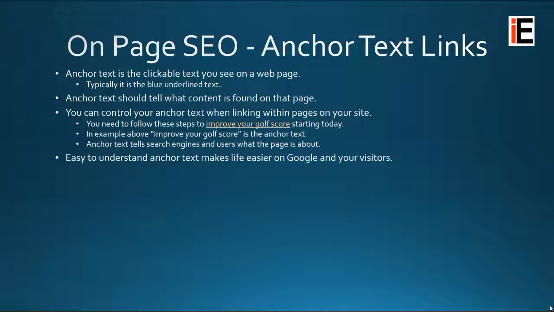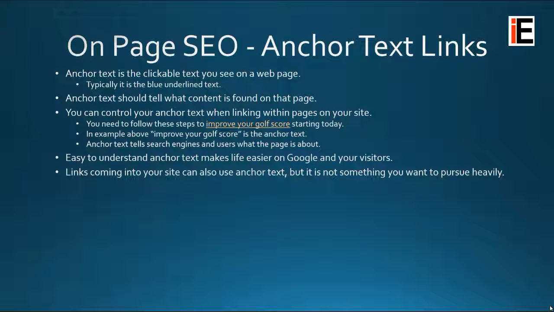Now, we already touched on a negative ranking factor, which would be using anchor text links that show up all over the web, where you have 100 links coming to your site with the anchor text "improve your golf score." Well, that doesn't look natural to Google. This is just talking about internally on your site. Links coming into your site can also use anchor text, but it's not something you want to pursue heavily, as I just pointed out. You want to diversify that. It should be things like click here, click this link, check this out, yourdomain.com, www.yourdomain.com. It should vary when you're doing any kind of link building. Too many with the same anchor text can actually hurt your ranking, and your link building does not look natural that way.